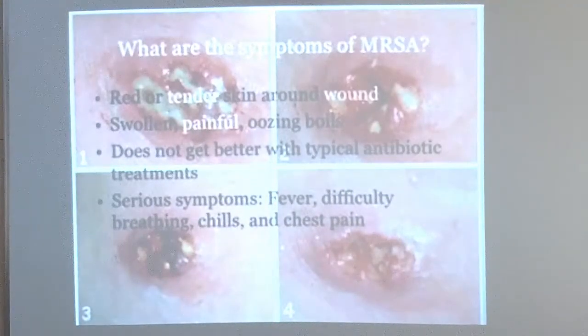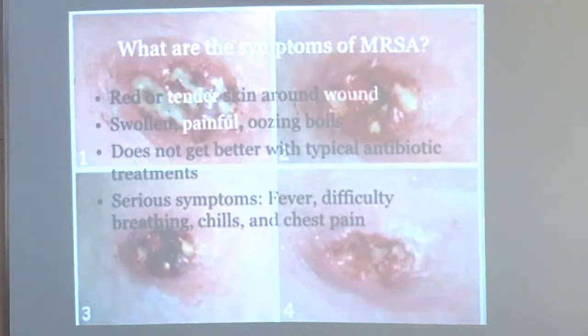And why do we call them a serious one? Because the lesion tends to be red, tender, with tender skin around the wound. They are swollen, painful, oozing boils that do not get better with the typical antibiotic treatment usually given for any Staphylococcus aureus infection. The serious symptoms are fever, difficulty in breathing if it involves the respiratory system, and the patient may complain of chills, fever and also chest pain.